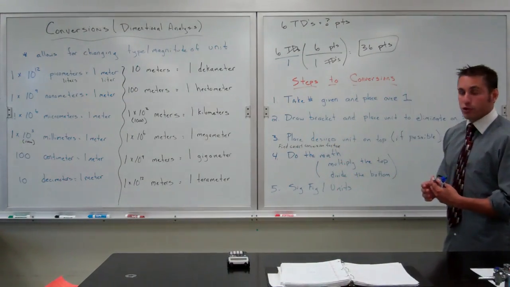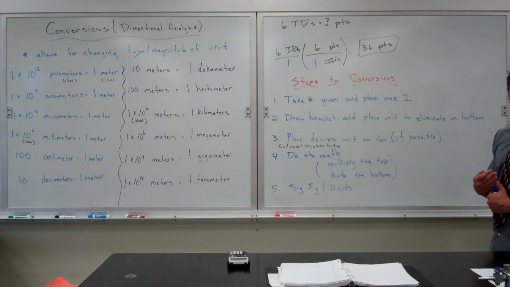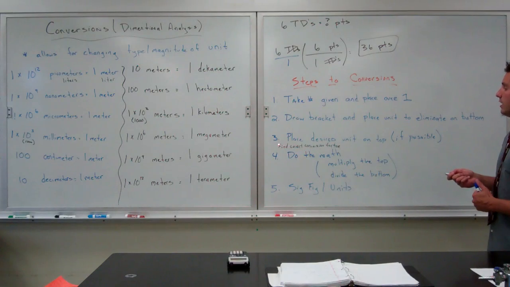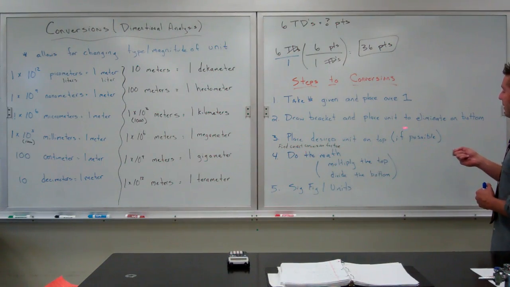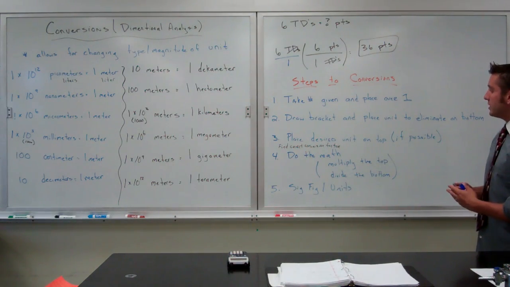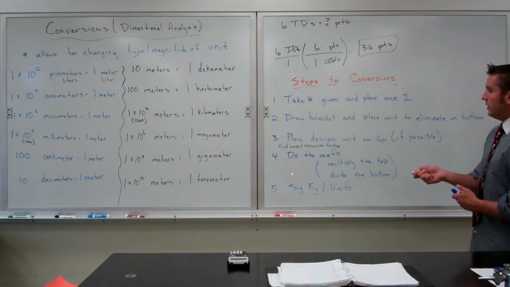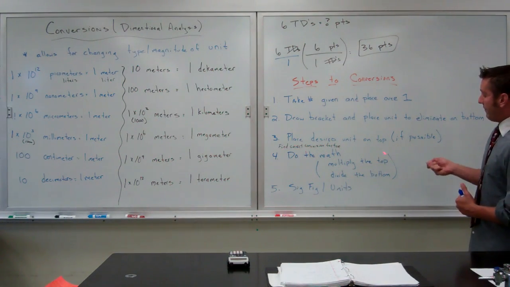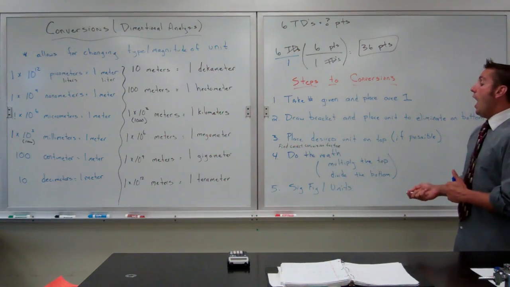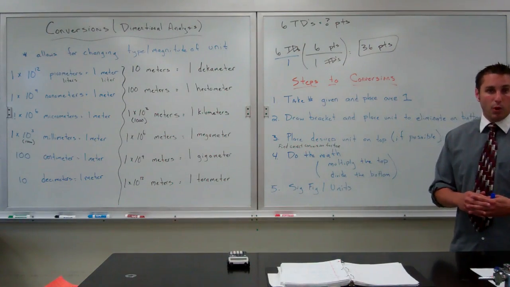Little reminder of how conversion problems work. First thing we want to do is take the number given and place it over 1. Second thing, draw the bracket and then place the unit to eliminate on the bottom. Third thing, place the desired unit on top, if possible in one step, and if not, we'll try it in multiple steps. Step 4, find the correct conversion factor and plug it in. Do the math, multiply if it's on the top, divide if it's on the bottom, and then last but not least, always check your sig figs and your units to make sure that you've done things properly.